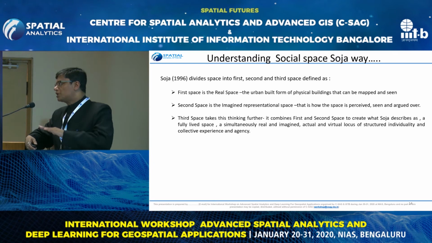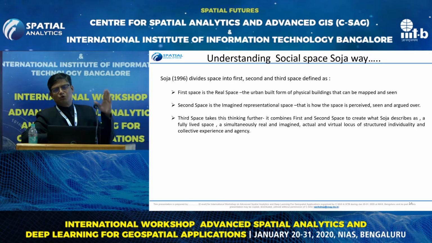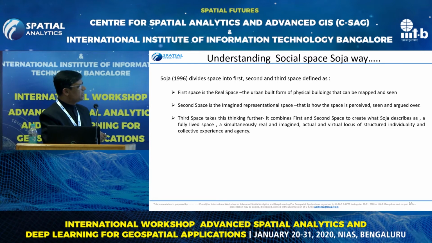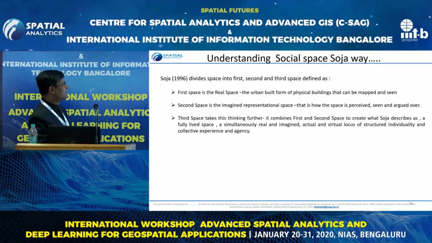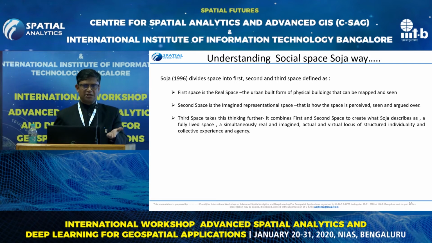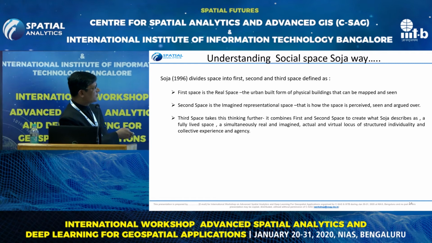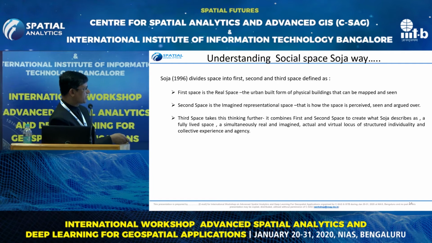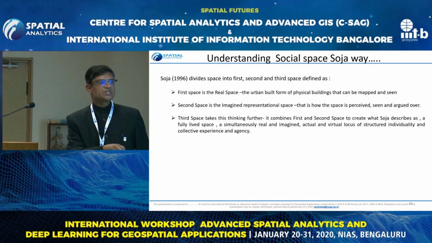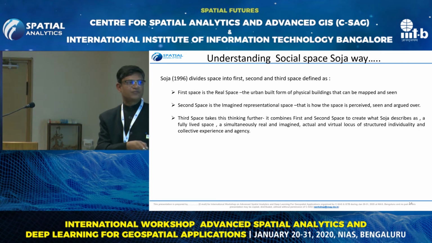Now in social science, the theory that is most accepted is Soja's. In 1996, she built on the others' theories, and as in geospatial, it is a case of scale. The first space is the real space, the urban built from physical buildings that can be mapped. The second space is the imagined, representational space, how the space is perceived. The third space combines the first and second space to create what Soja describes as a fully lived space.